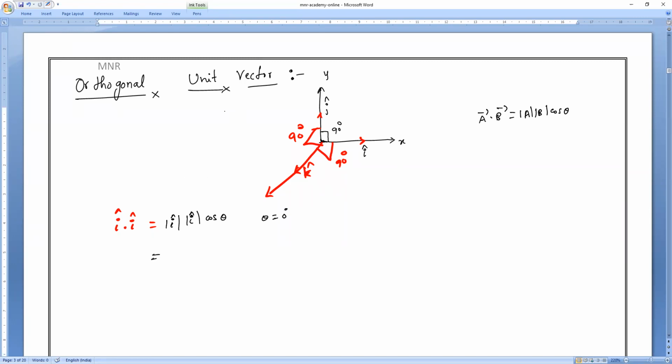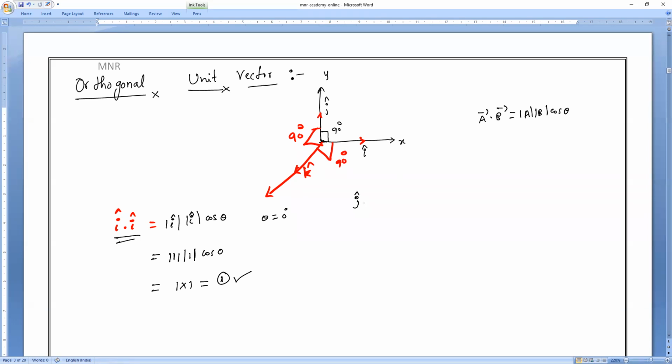Now, we all know I cap is a unit vector, so what is its value? 1. Correct? Mod 1 into mod 1 into cos theta, which is cos 0. Cos 0 value is 1. Understanding? So I dot I value is how much? 1.